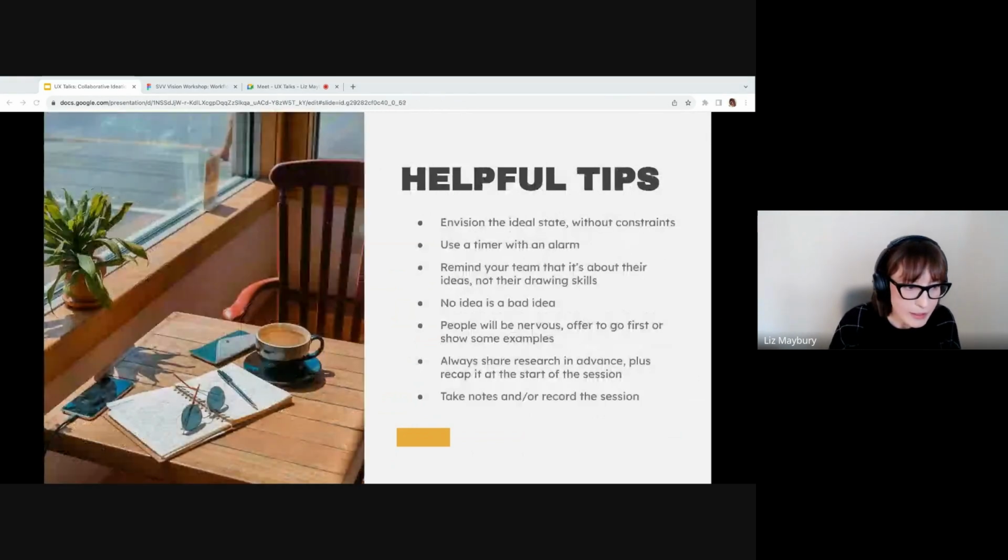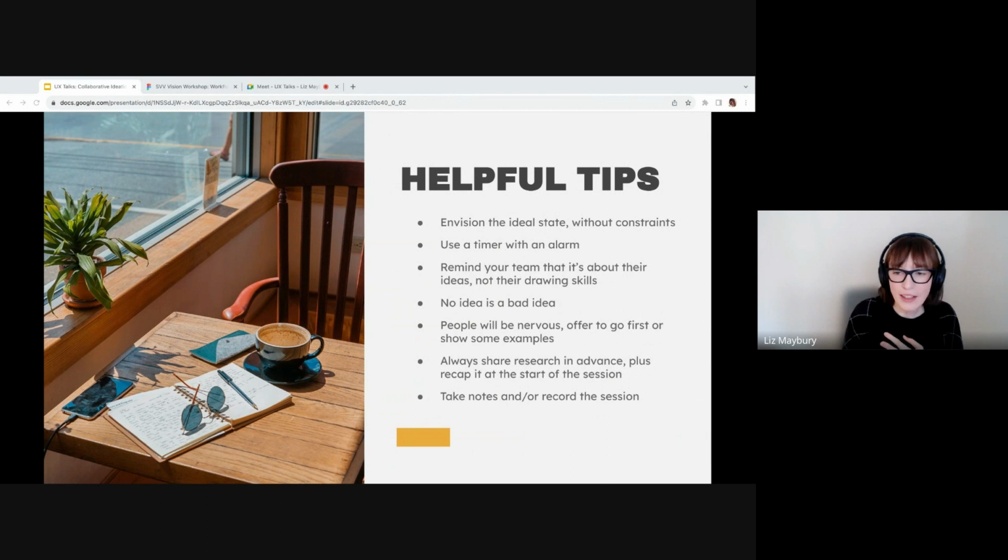And then finally, I just put together a few helpful tips. I wanted to put them all in one slide. I did mention a lot of them along the way, but always encourage your team to envision the ideal state without constraints. That's going to help you get towards the best and most ideal vision for your user.